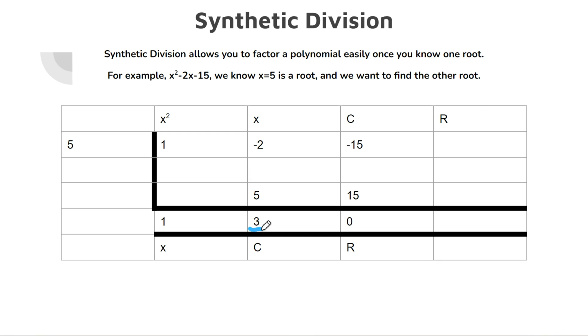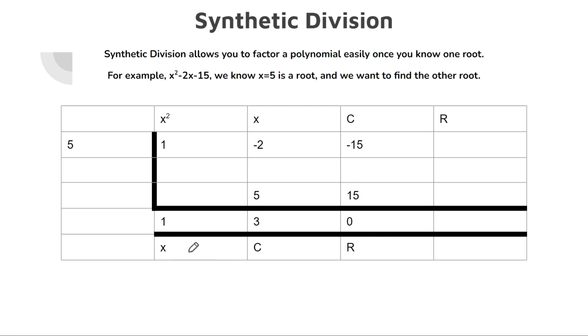Now you're going to repeat the process. You're going to multiply 3 by 5, and you're going to get 15. And then you're going to add negative 15 and 15 and get 0. This is our answer, 130.